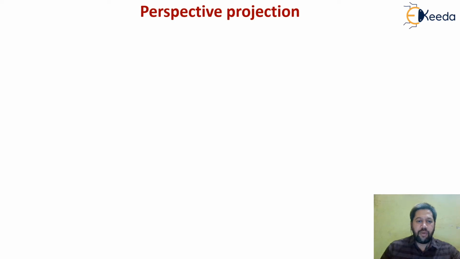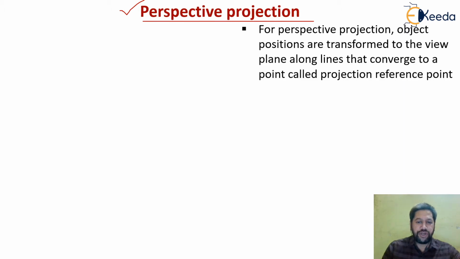Our discussion is now about perspective projection. For perspective projection, object positions are transformed to a view plane along lines that converge to a point called the projection reference point. So all the lines from the view plane are converged to a point which I am calling my reference point. Here we are not taking parallel lines from the original object to the view plane, unlike parallel projection. That's why we consider it perspective projection.